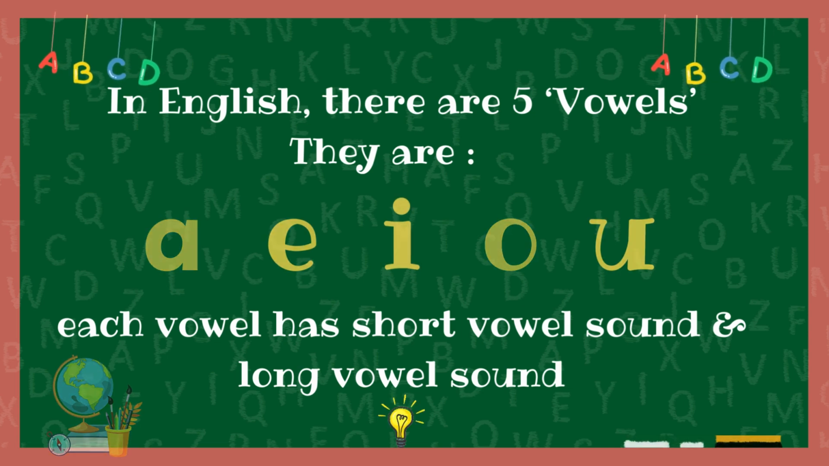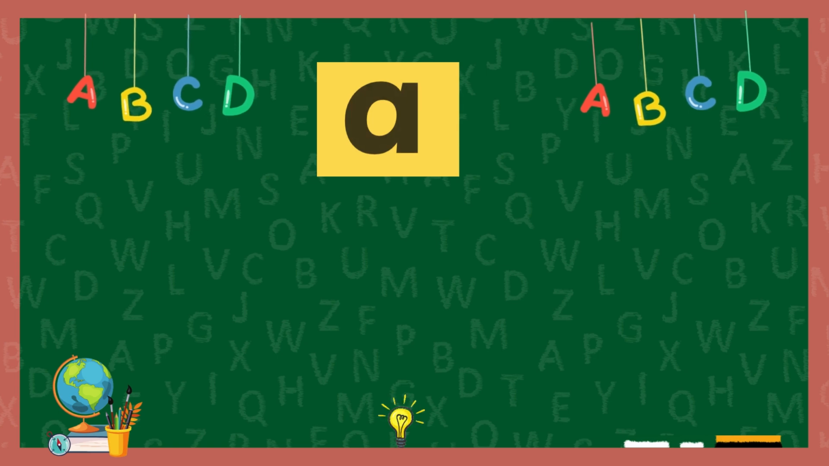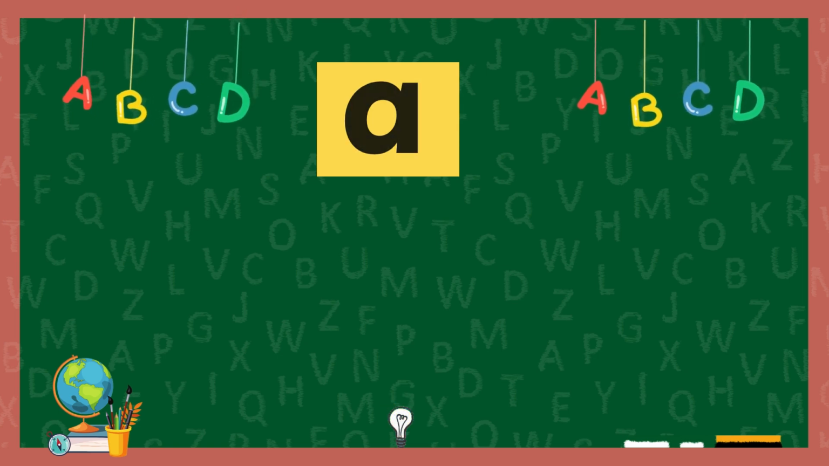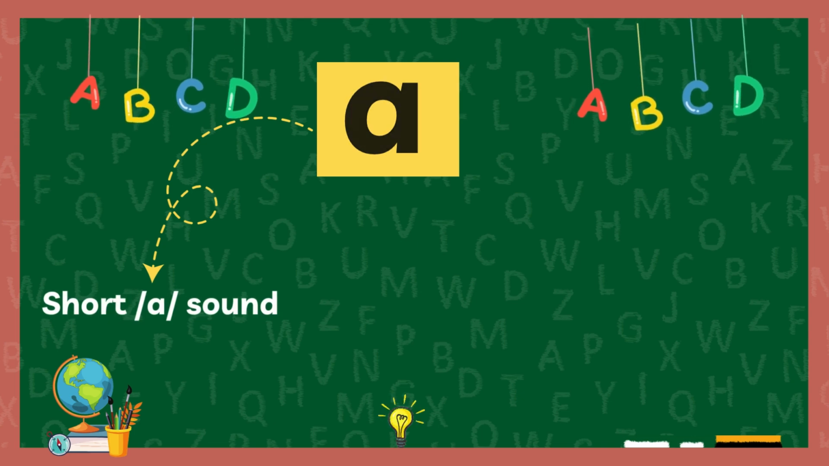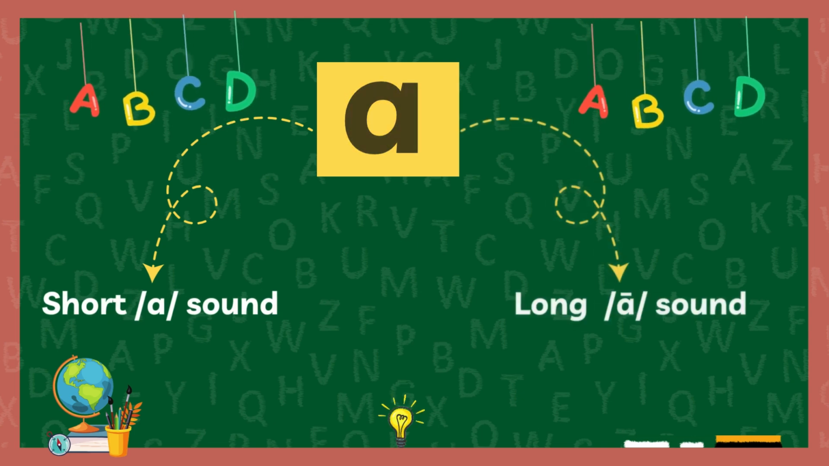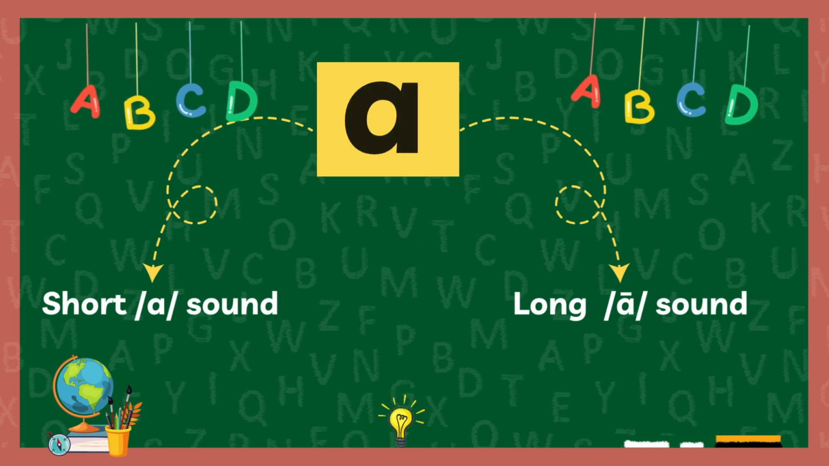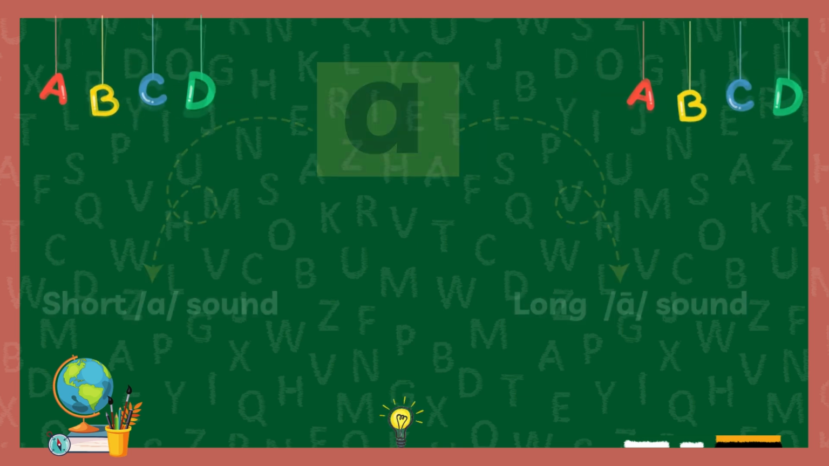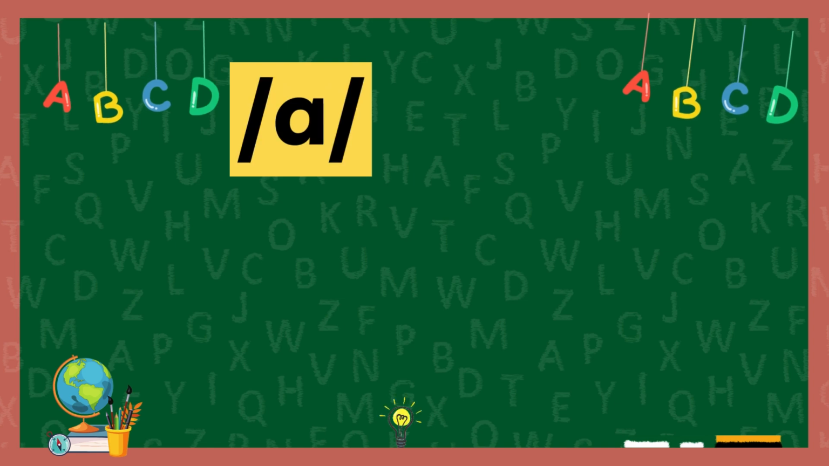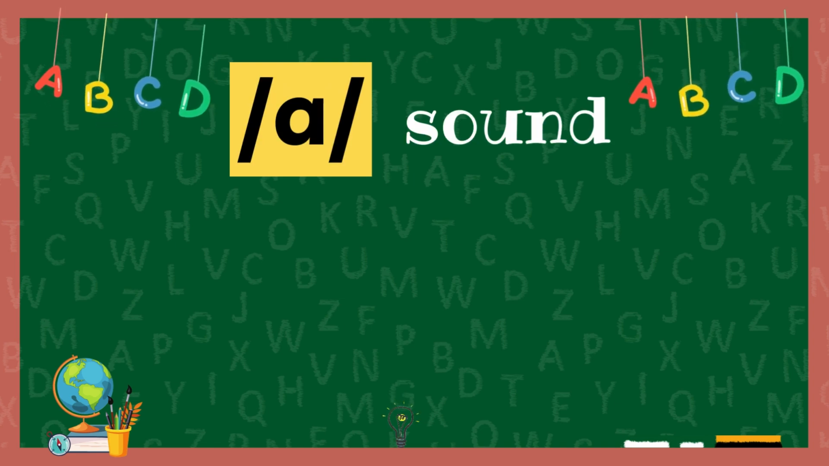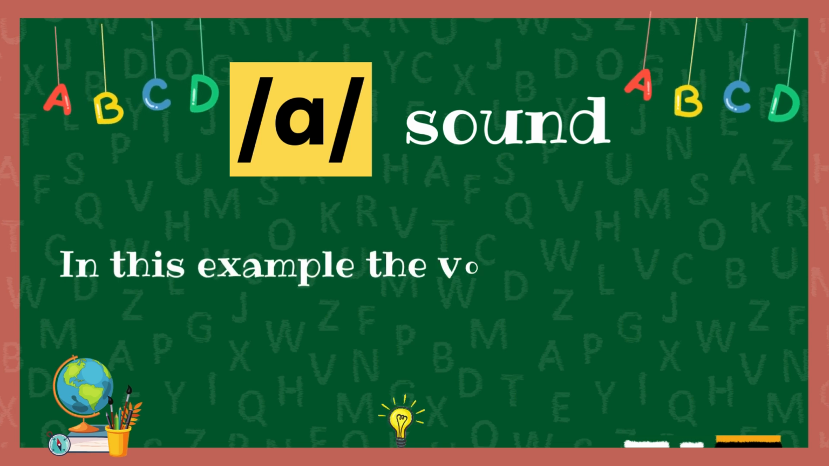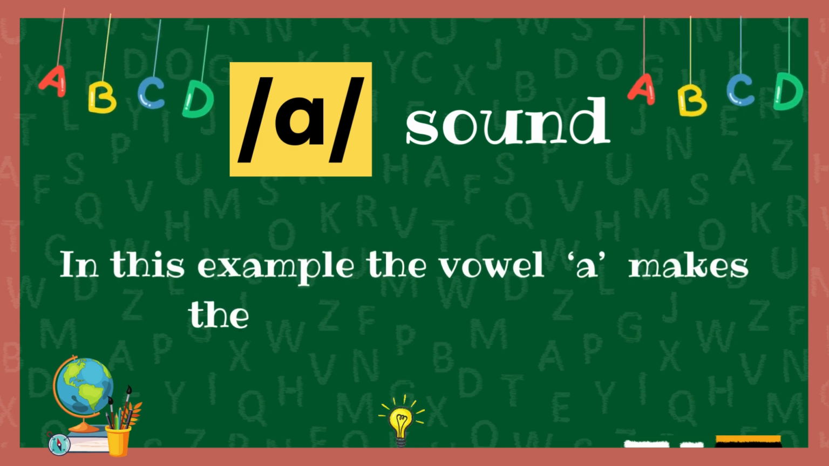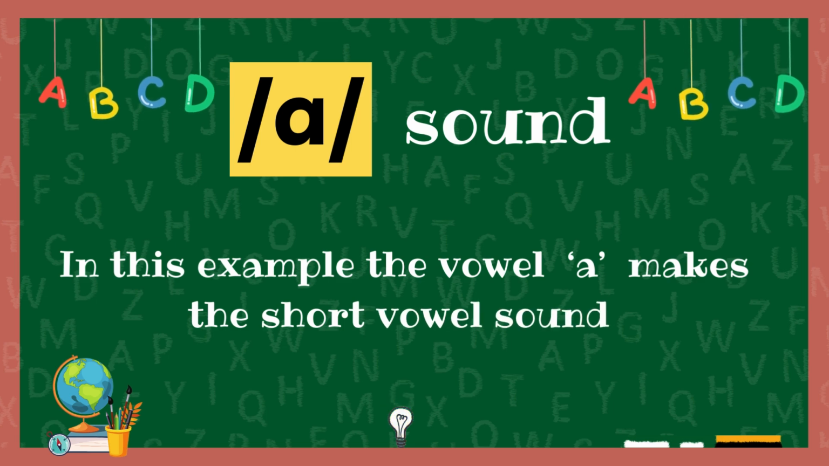Let's start with the vowel A. The vowel A has a short A sound and long A sound. Now look at the short A sound. In this example, the vowel A makes the short vowel sound A.